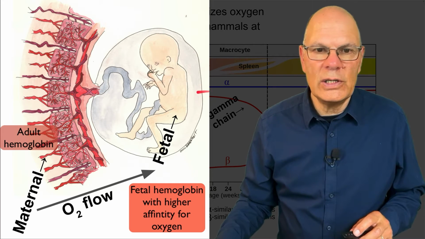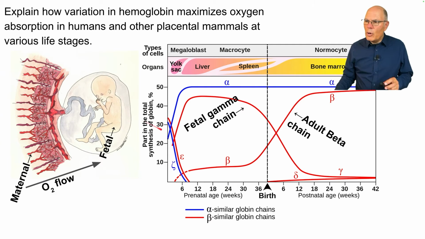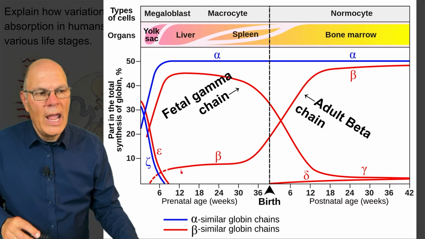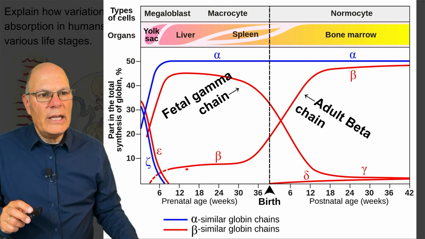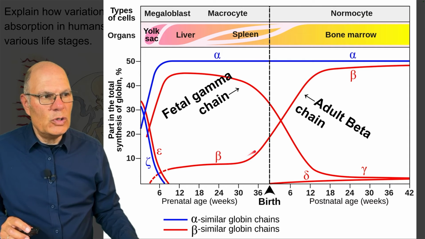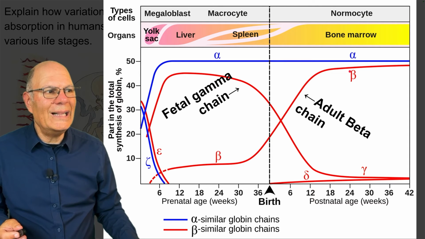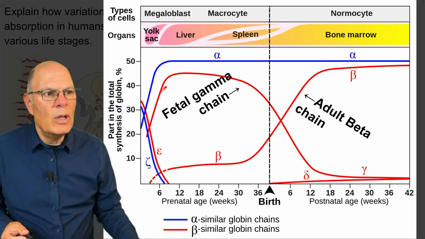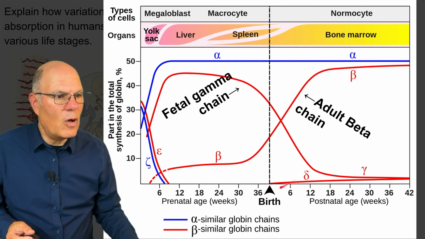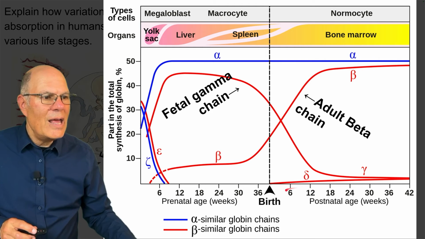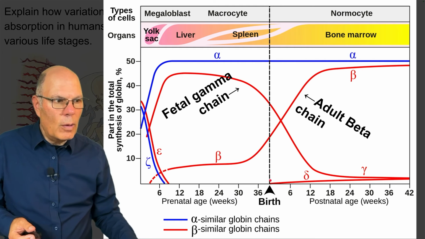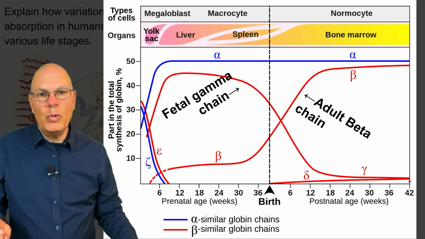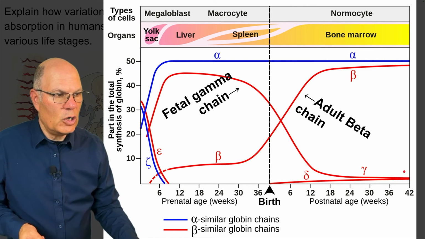But after birth, what happens is that developmental genes kick in, and slowly the beta form starts to be produced more and more until it's completely predominant in the adult, whereas the gamma form starts to fall and fall and fall. And you can see that happens even before birth, but the transition is pretty complete 42 weeks after birth has occurred.